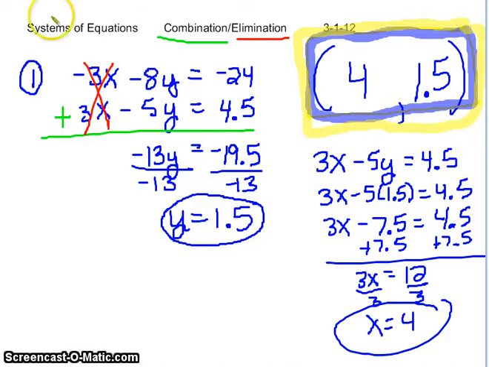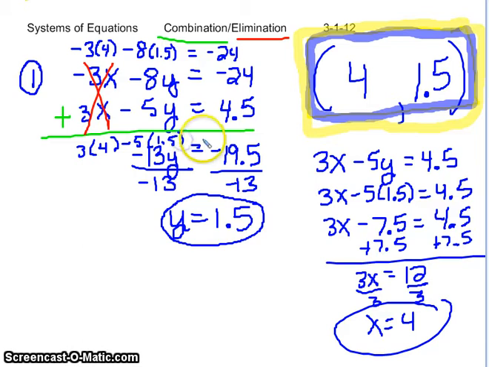If I want to check my answer, all I have to do is plug this back in. And I obviously don't have a calculator that I can show you up here. But if you do negative 3 times 4 minus 8 times 1.5, it will equal negative 24. And if you do 3 times 4 minus 5 times 1.5, it will equal 4.5. So you can check your answer and always know that you have the right answer.